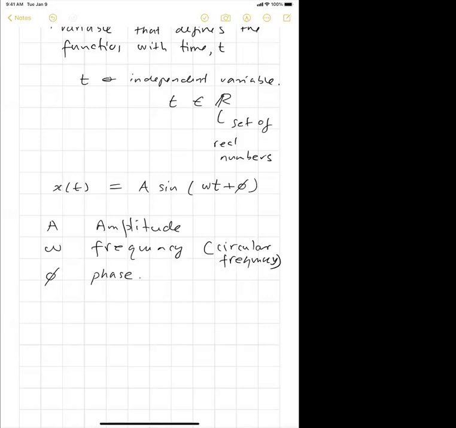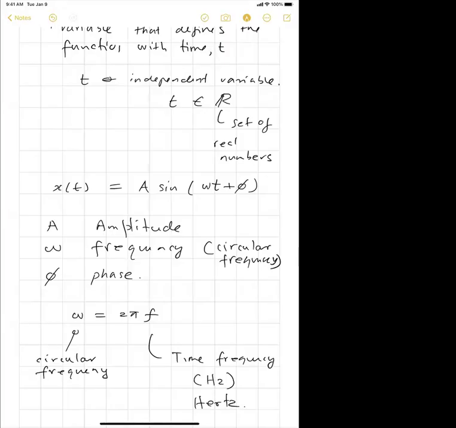So typically, the circular frequency is described in terms of the regular frequency, right? So we can write omega is equal to 2 pi f, where omega is the circular frequency, and f is the time frequency measured in hertz. Angular frequency and circular frequency mean the same thing.